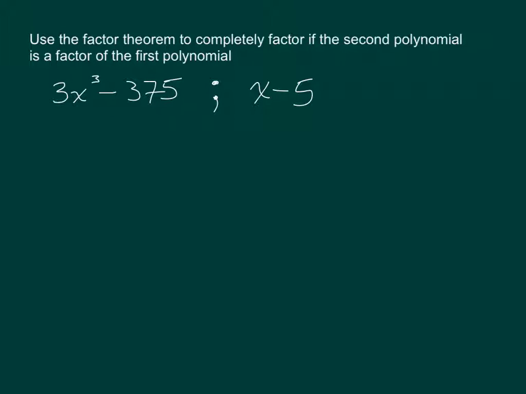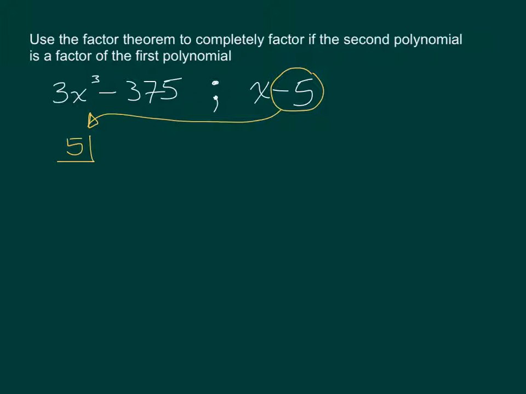Use the factor theorem to completely factor if the second polynomial is a factor of the first polynomial. So we will use the fact that we already know that this second polynomial is a factor of this first one. The first thing we need to do is use synthetic division. So we are going to take the opposite of this number and put it in our box.